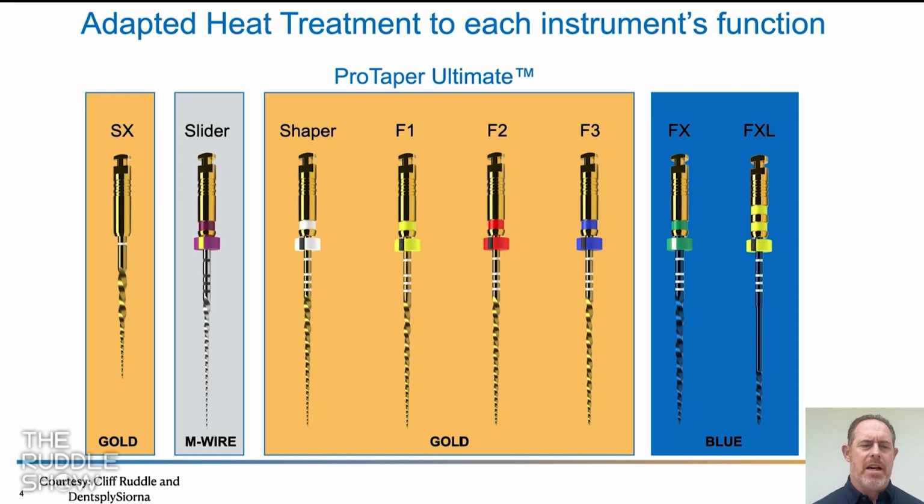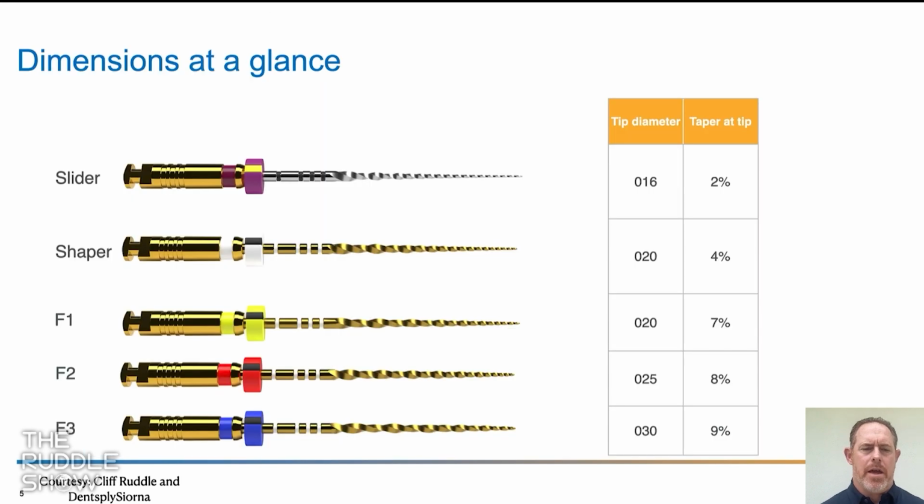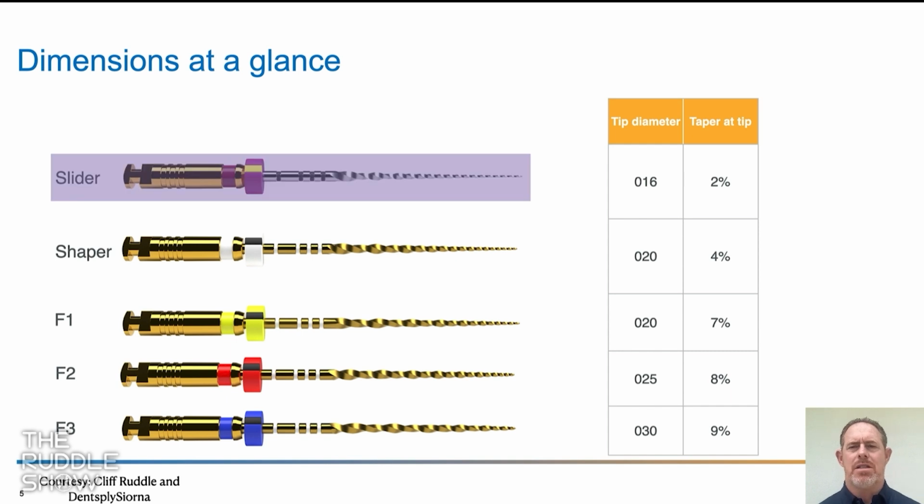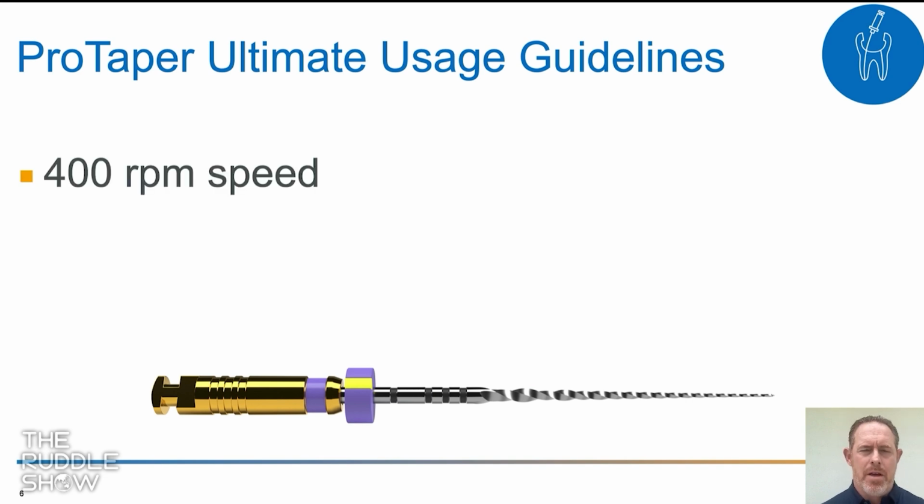Okay, so here is just kind of a look at the ProTaper Ultimate, and specifically the slider, which is made of M-wire, so it's a little more resistant to cyclic fatigue. It's a heat-treated file system. And when you look at the dimensions of the slider, you can see it's got a 16 tip size. Okay, so that's perfect. Basically, a glide path is when you at least get a 15 hand file down to working length. And that's kind of our goal to get an open glide path. This satisfies that by having a 16 size tip and a 2% taper at the tip.